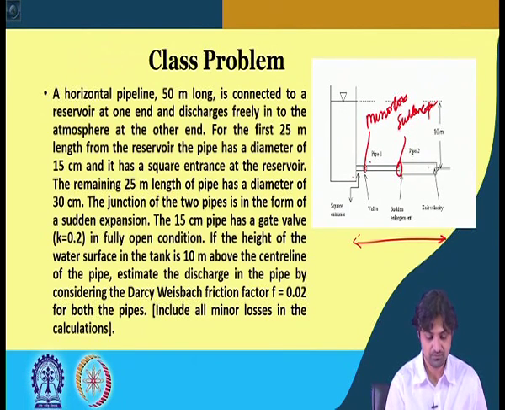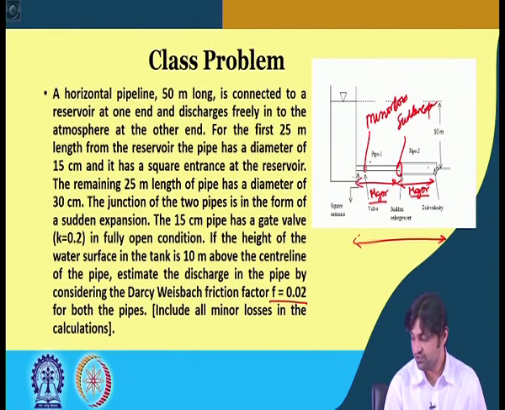Okay. So if the height of the water surface in the tank is 10 meter above the center line of the pipe, estimate the discharge in the pipe by considering the Darcy-Weisbach friction factor of 0.02 for both the pipes. This is given because there will also be major losses between these two sections. So this is a complete question that involves both the major and the minor losses.